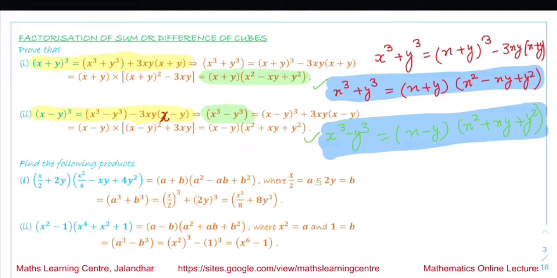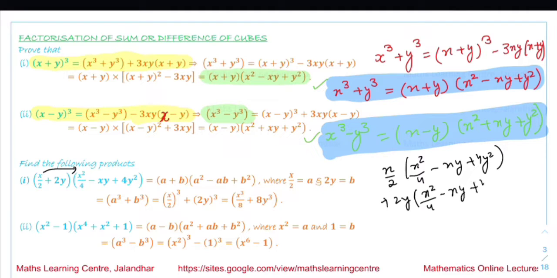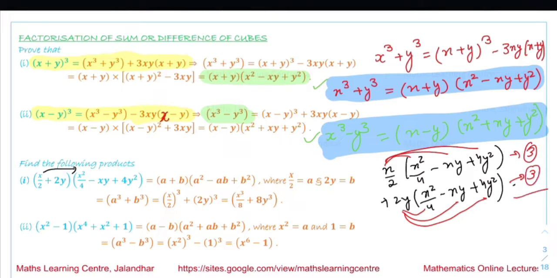One thing you can do is manually multiply these terms. You can write x/2 into (x²/4 − xy + 4y²). Next you will write plus 2y into this whole term, (x²/4 − xy + 4y²). Then you will multiply the corresponding terms. You will get 3 terms from this, 3 terms from that, then you will add those 6 terms and get the final answer. This is one of the procedures you can adopt.